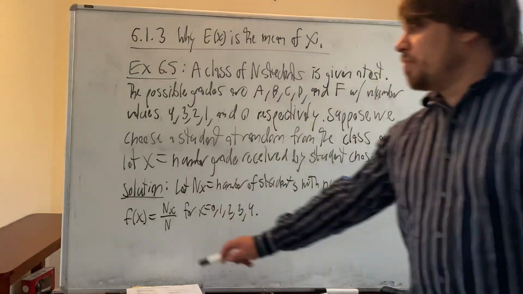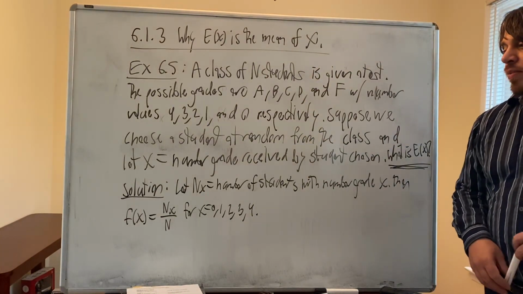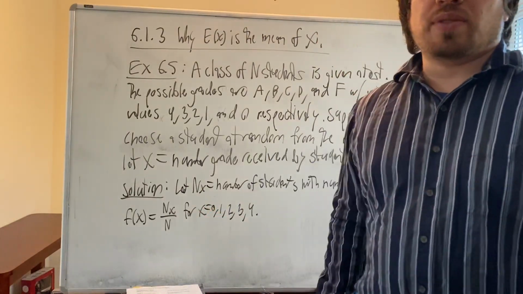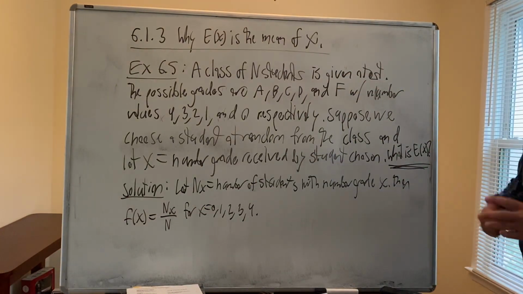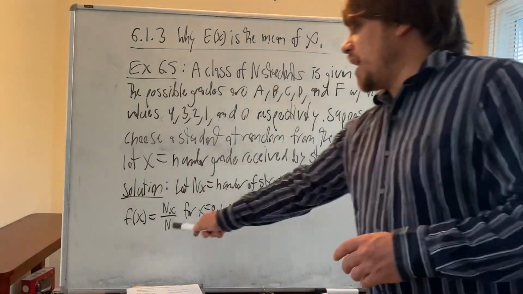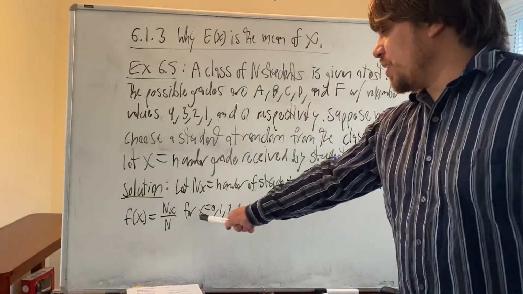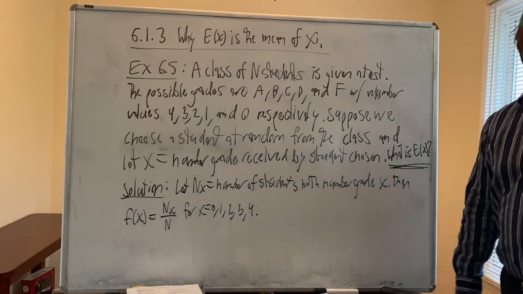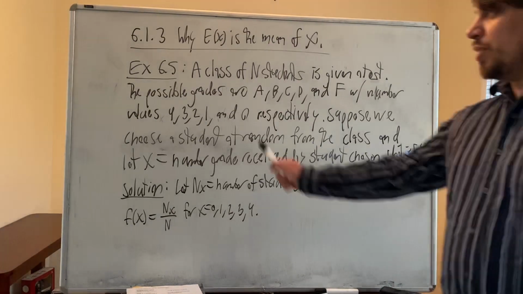And so if you want to know the probability that a student chosen at random from this class of capital N students received a grade of 4, it would be the number of students that got a 4 out of the total number of students. So capital N sub 4, the number of students who received a 4, divided by capital N, the number of students in the class. But instead of writing N sub 4, I wrote N sub x for x from 0 to 4. And so this represents the probability for each value of x. So little f of x is the probability of any number grade, 0, 1, 2, 3, or 4.